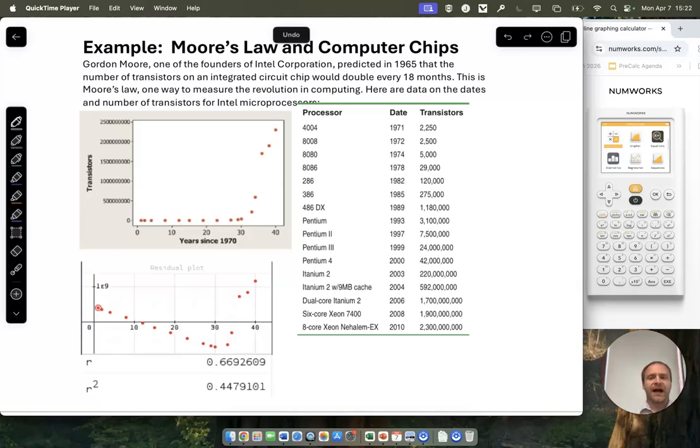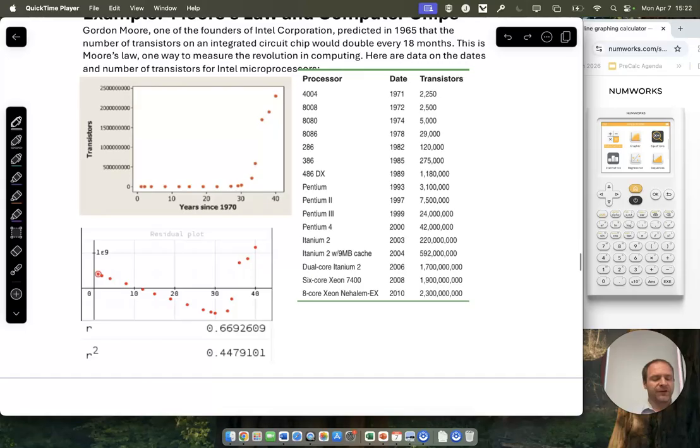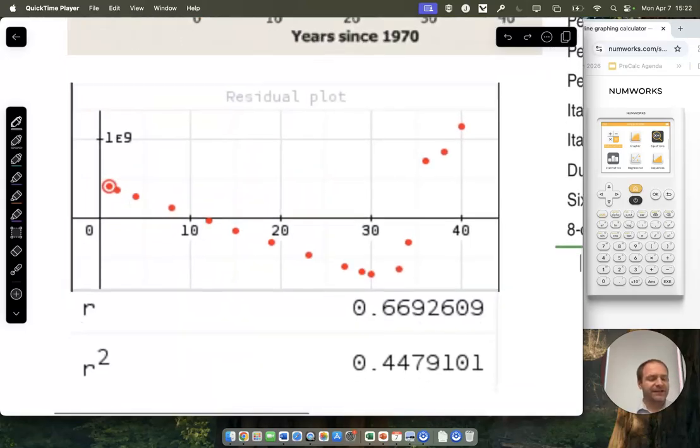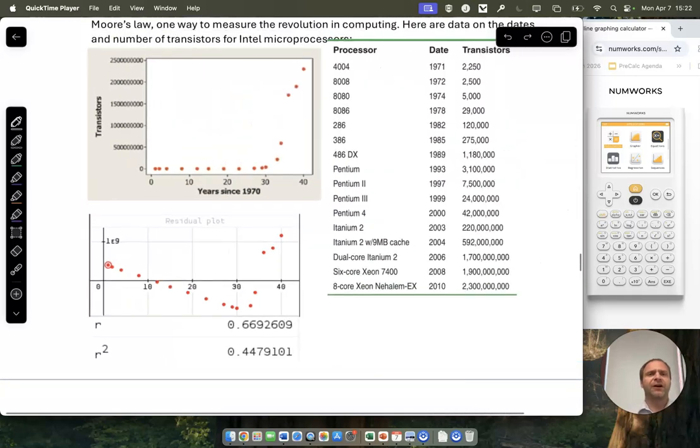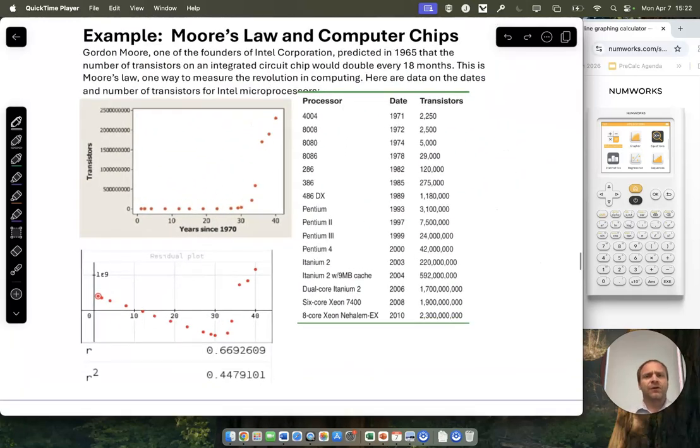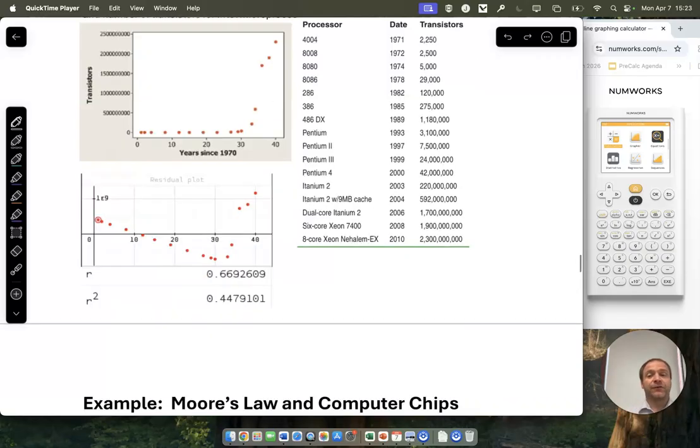Doesn't work. I also took those numbers, I put them in NumWorks, create a residual plot, and you can see the residual plot has a curve pattern. It's not going to work. You can see, by the way, there's r and r squared. Not that good as well. So I'm looking at all the information. So that's Moore's law. Well, if it doesn't work as a linear pattern, I have to transform it.